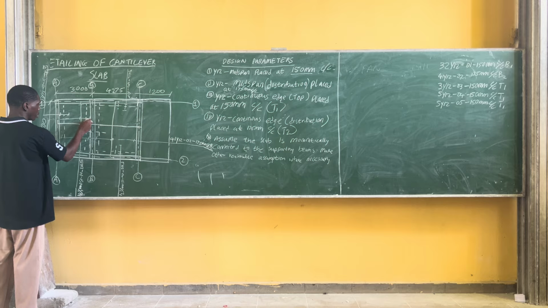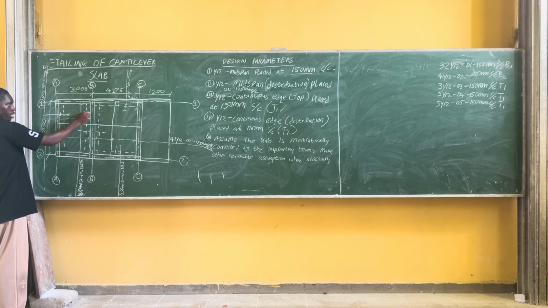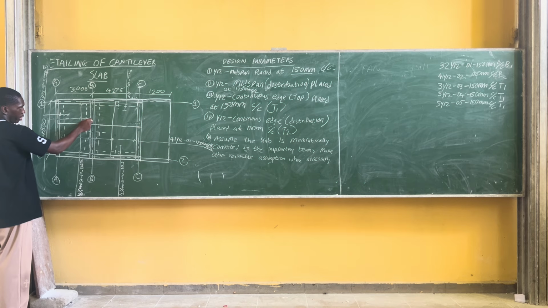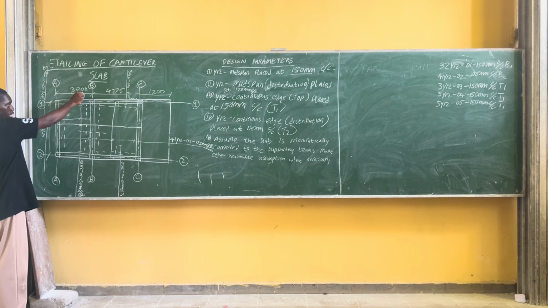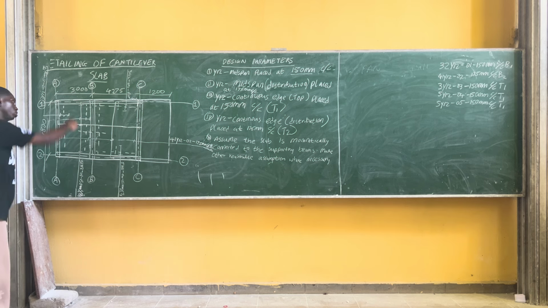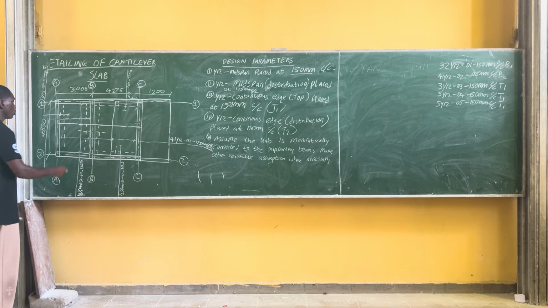I'll put my bar mark. That is telling me that this reinforcement, this rod, is spanning from here to here. That is this 0.3 times 3000 plus 1. I'll give my reinforcement here.